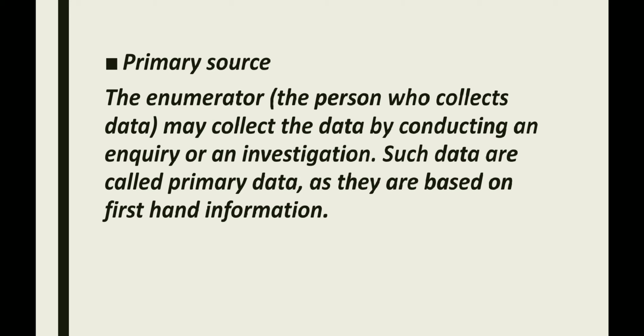Statistical data can be obtained from two sources, primary and secondary. Primary source: the enumerator, that means the person who collects data, may collect the data by conducting an inquiry or an investigation. Such data are called primary data as they are based on first-hand information.